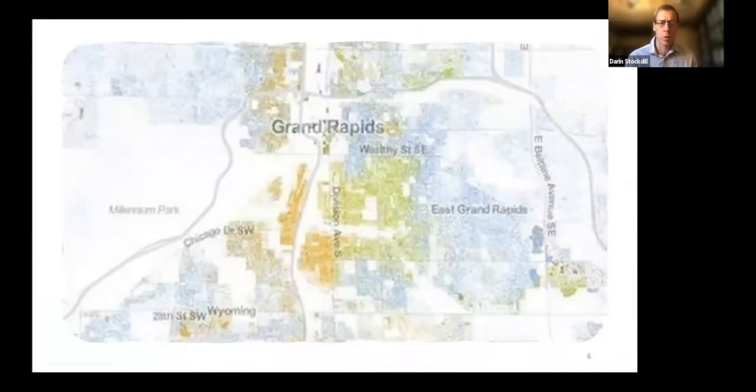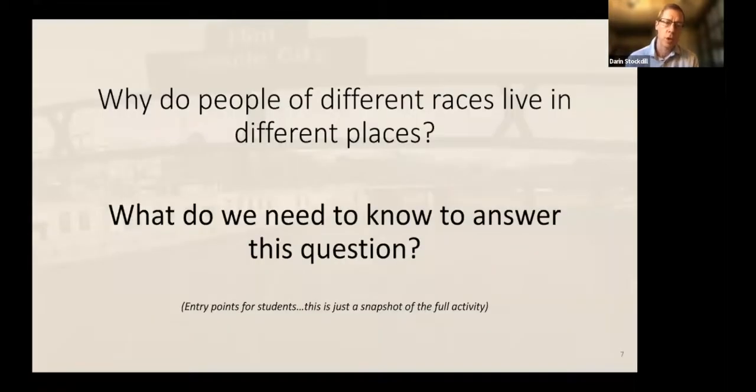This is just a quick, this is Grand Rapids. It's not as clear, but you see similar patterns in Grand Rapids. So the question we ask students is, well, why do people of different races live in different places? And what do we need to know to answer this question through a historical lens?